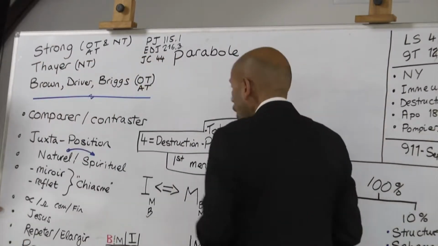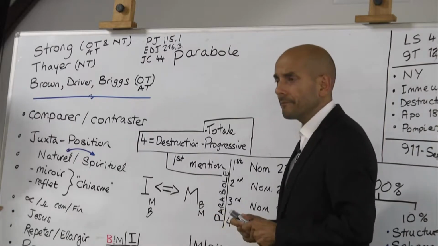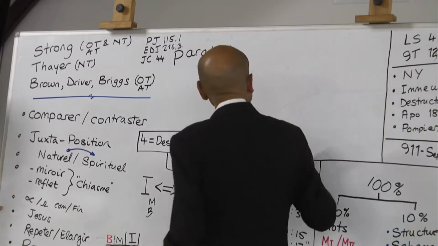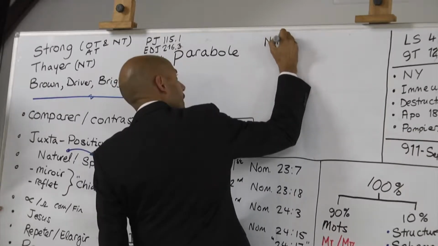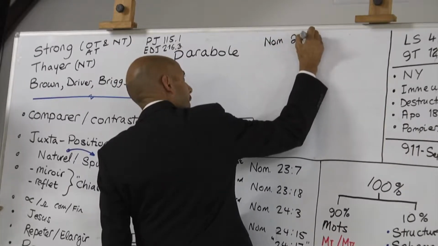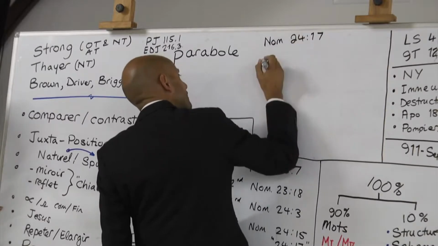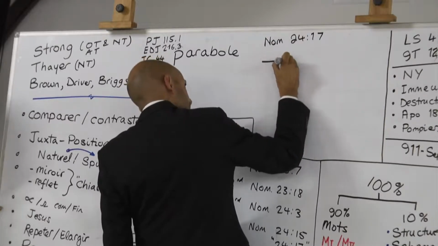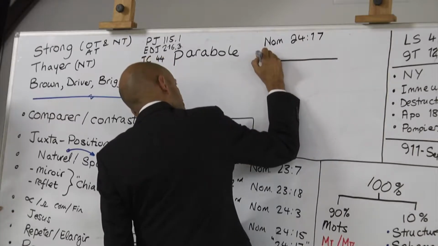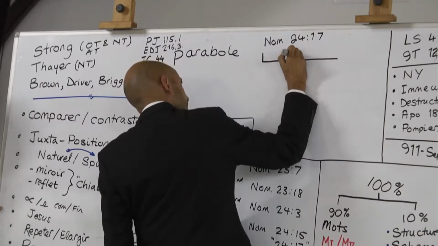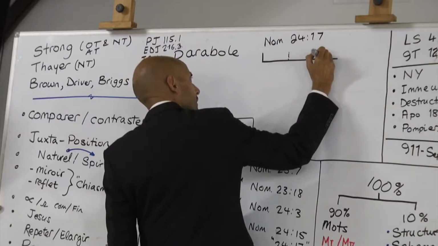But what I want us to see in the verse itself is that it's a line of progression. How many repeats and enlargements do we have?